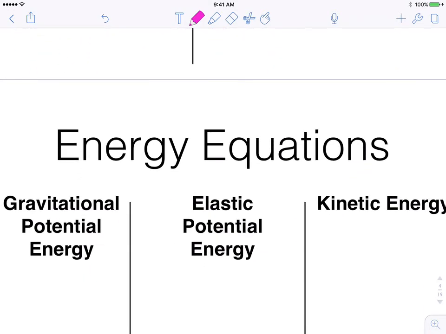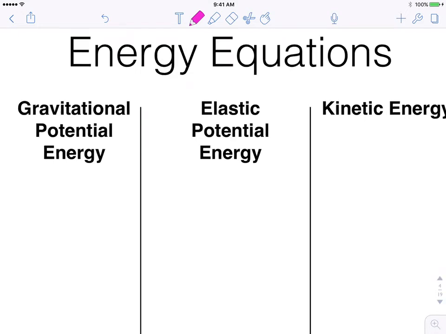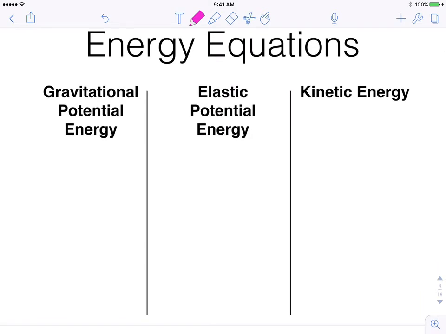Okay, energy equations. We have gravitational potential energy, elastic potential energy, and kinetic energy. It's kind of too big, sorry. Okay, so gravitational potential energy is just energy due to position. It has to do with mass, gravity, and height. So PE_G is equal to mass times gravity times height.